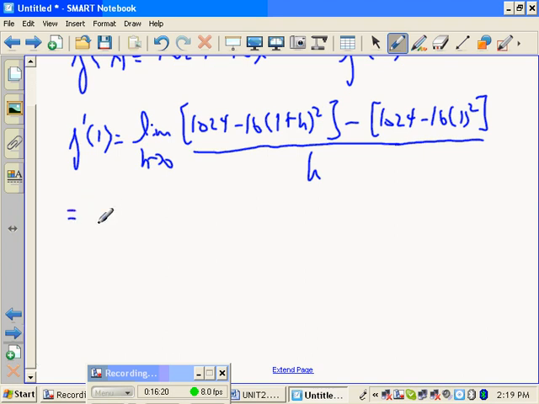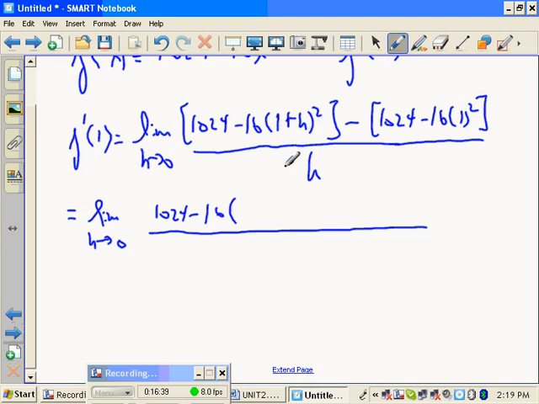Let's work this out a little bit. The limit, as h approaches 0, let's see, what's the numerator now? Well, do you know how to FOIL this out? You can FOIL this out, 1 plus h squared, right? It's going to be 1024 minus 16 times what? FOIL this out, what do you get? 1 plus 2h plus h squared.